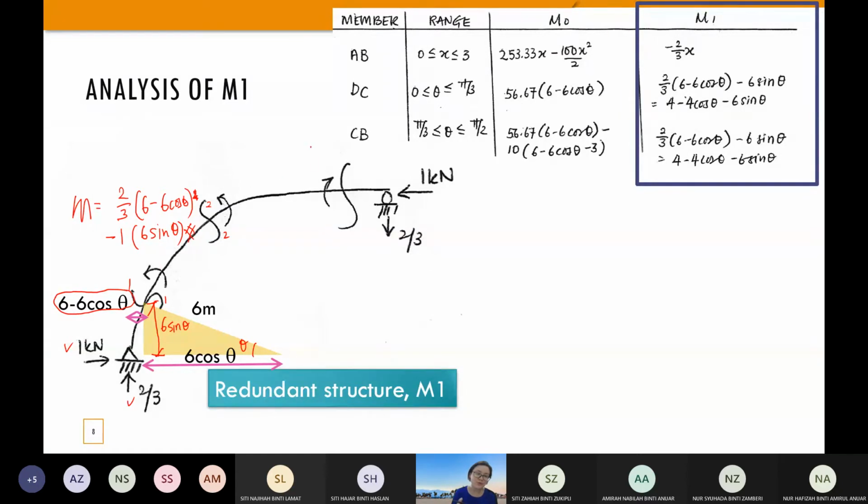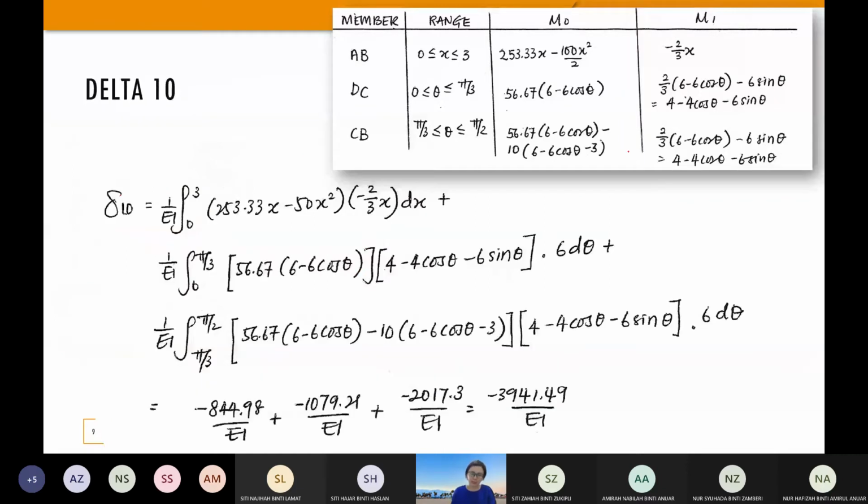And then we have another one left here, which is still with this value, AY only. So it will be negative 2 over 3 x, where the distance is x. Once you have determined these moment functions, you can put them in the table, and then you can start with the compatibility equation. Please, you must be able to write this right now, even for different degrees of indeterminacy.